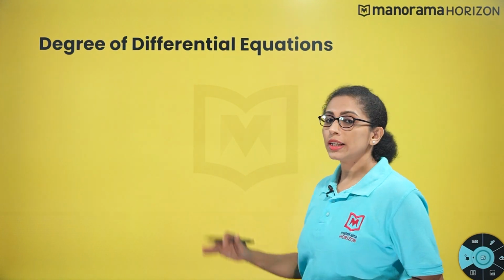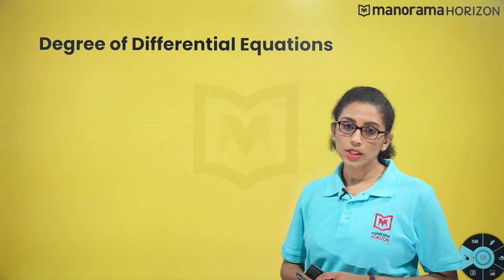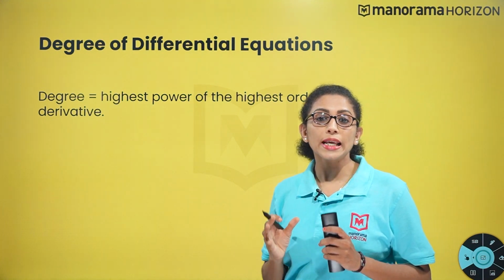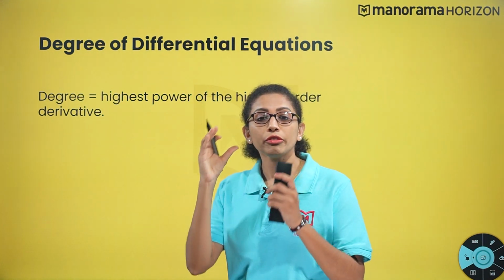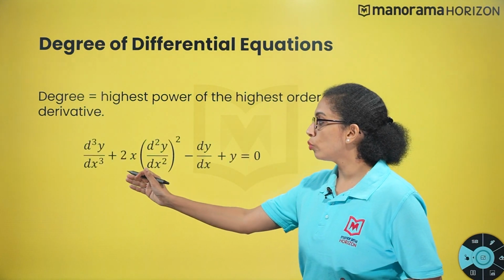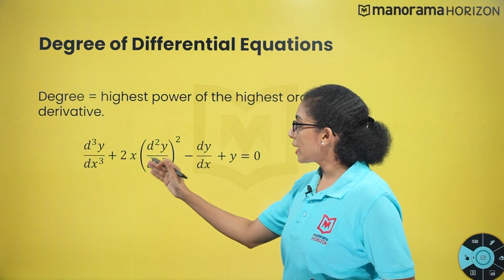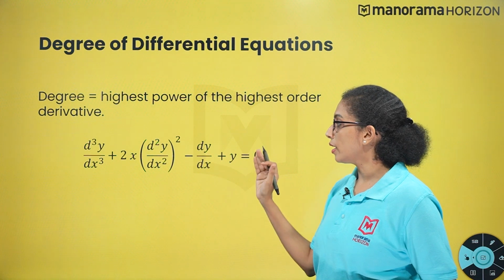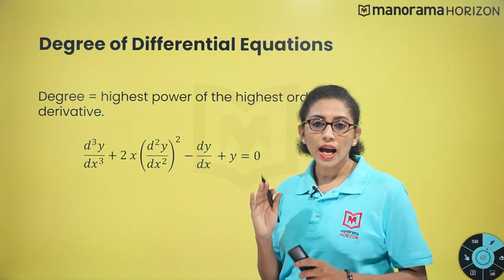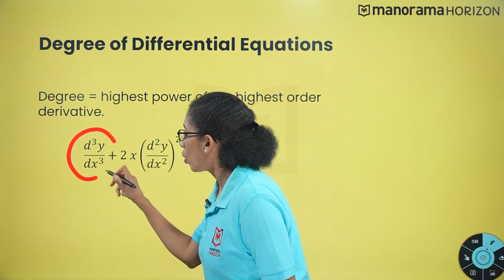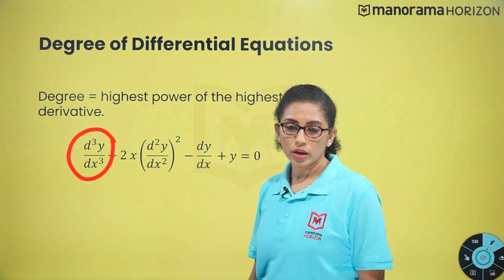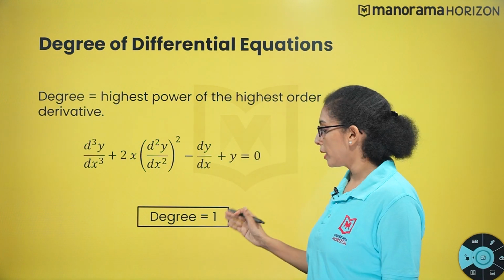Now, what will be the degree of these differential equations? Degree is the highest power, that is the positive integral index, of the highest order derivative involved in the given differential equation. So in the above examples, d cube y by dx cube plus 2x into d square y by dx square the whole square minus dy by dx plus y is equal to 0. Here the highest order derivative is d cube y by dx cube. Now what is the power? Here it is 1. So the degree of this differential equation is 1.